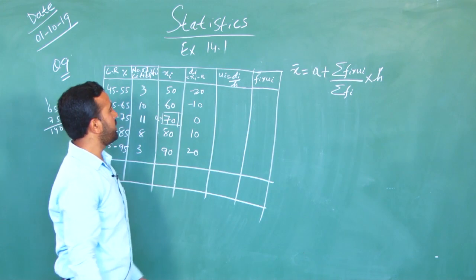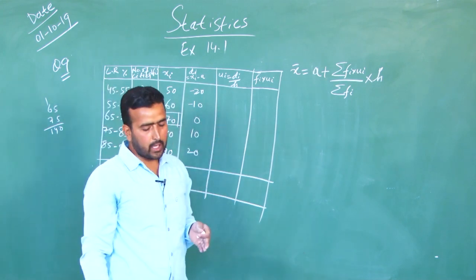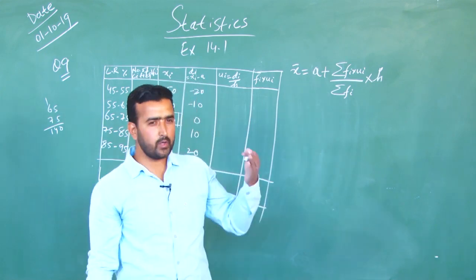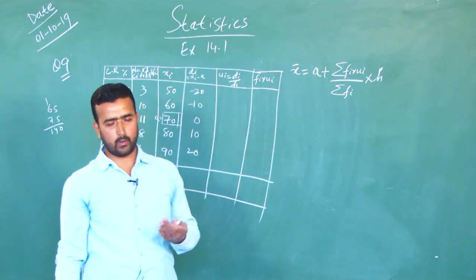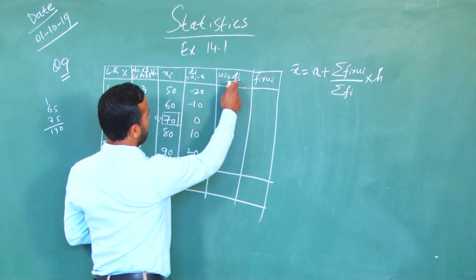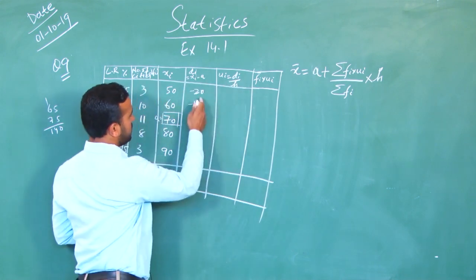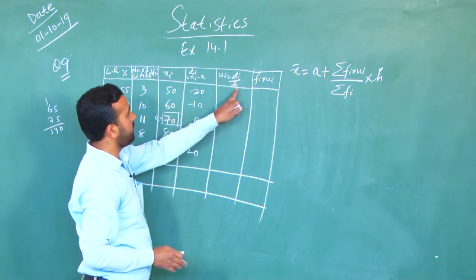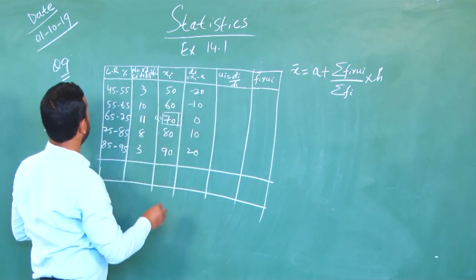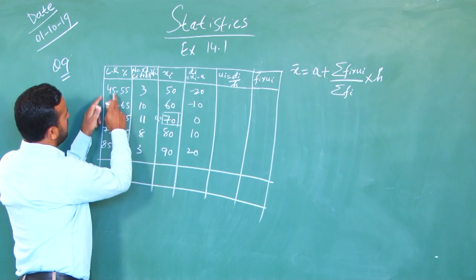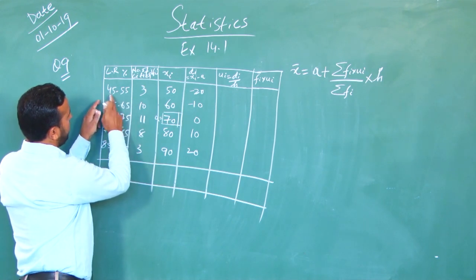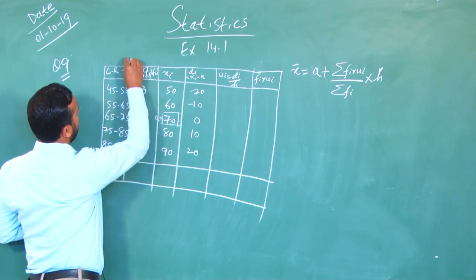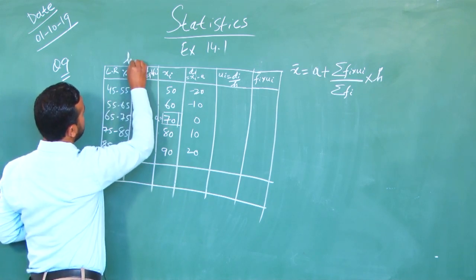Now, to reduce further these values, as we have discussed earlier, we can use the step deviation method to make our calculations easier. Here, di values, that is the values of this column di, are to be divided by the class size h. You can see the class size, that is the upper limit minus the lower limit of the respective groups. That will give us h. We can write h is equal to 10.